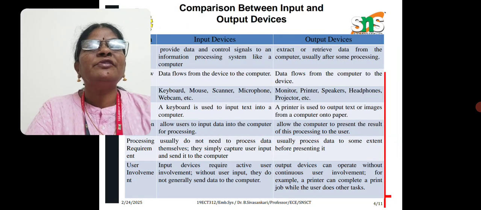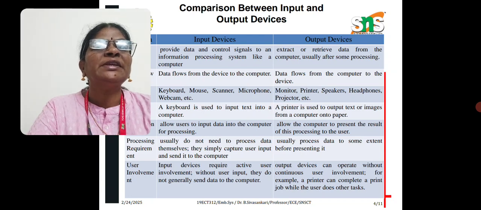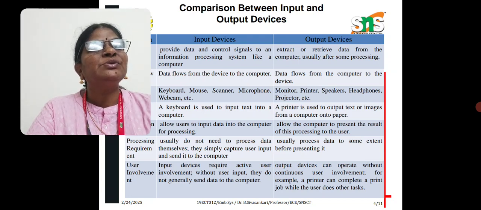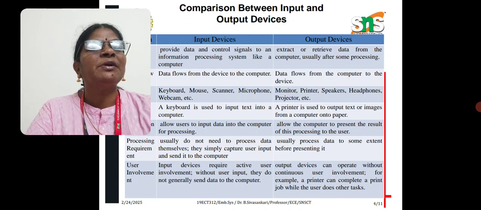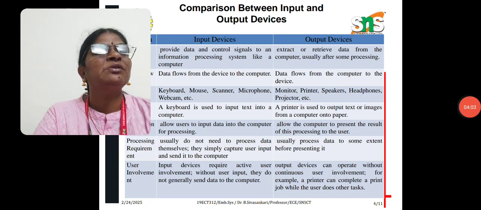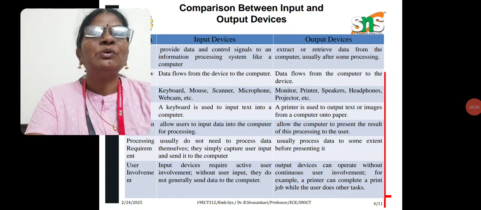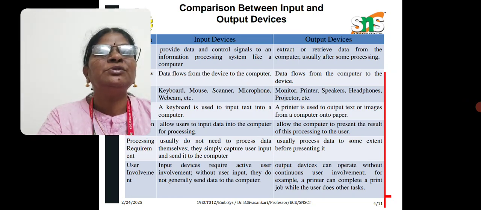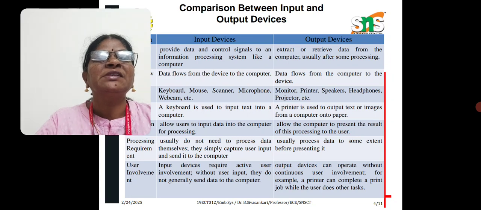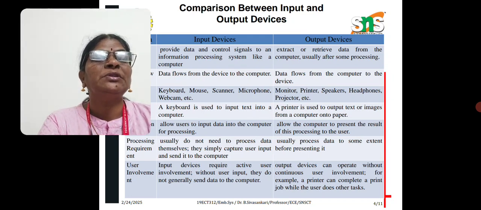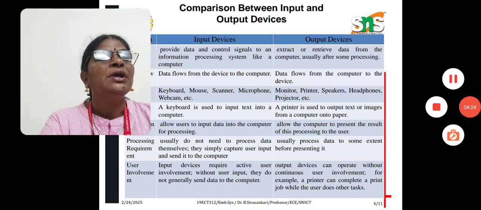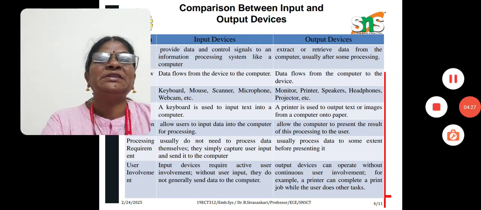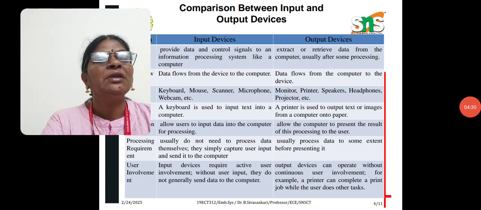Then examples: a keyboard is used to input text into a computer. A printer is used to output text or images from a computer onto paper. Then process requirement. Usually input devices do not need to process data themselves. They simply capture user input and send it to the computer. But output devices process data to some extent before presenting it. This is the main difference between input and output.